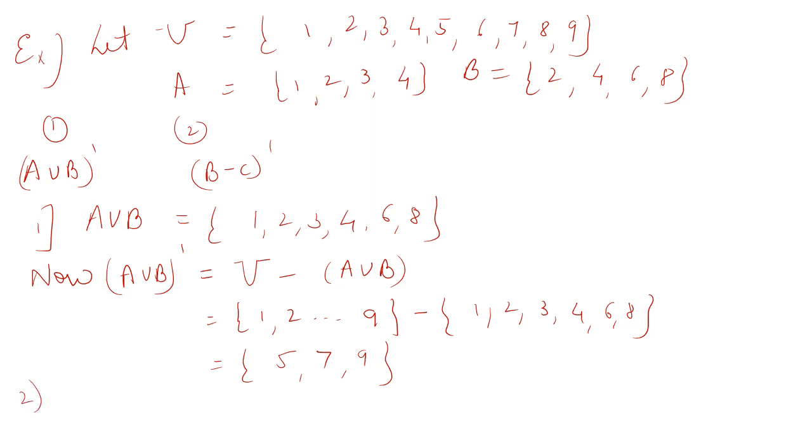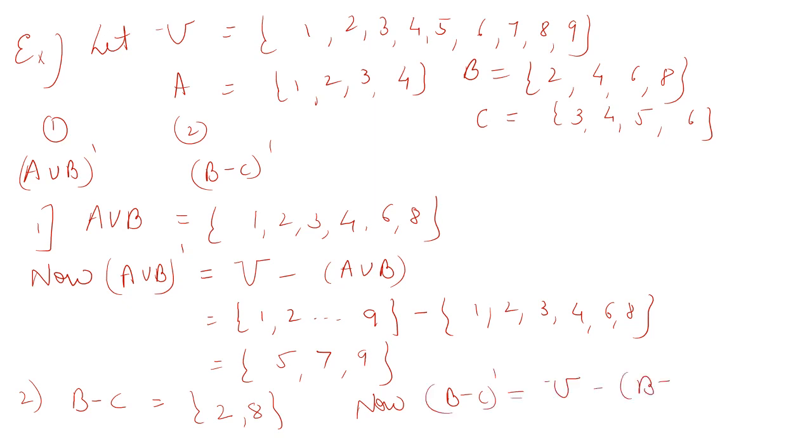The second question is B minus C. B minus C means the elements which are present in B but not in C. So for that I will take one more set. C is equal to 3, 4, 5, 6. So what is B minus C? The elements which are present in B but not in C. That is 2, 4 is present in C also, 6 is present in C also, and 8. So B minus C is 2, 8. Now what is our question? B minus C whole complement. So this is U minus B minus C.